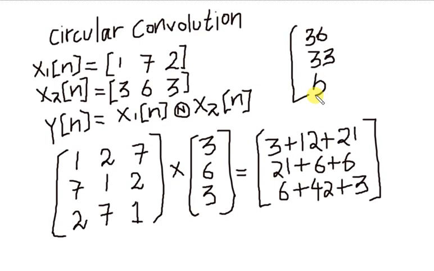So this is the result of circular convolution between x1 of n and x2 of n, which is equal to y of n. So we have computed the circular convolution between x1 of n, which was 172, and x2 of n, which was 363. So the result of circular convolution is 36, 33, 51.